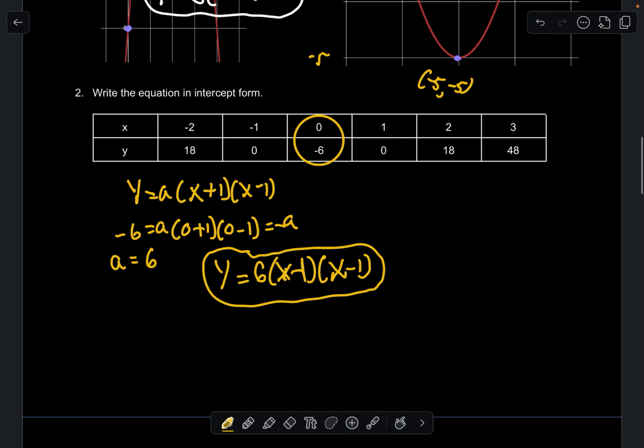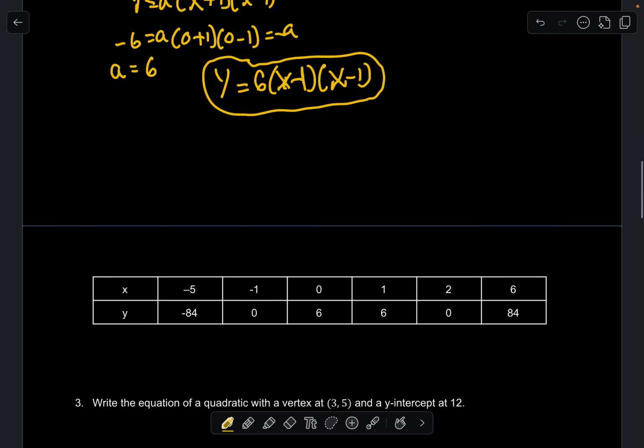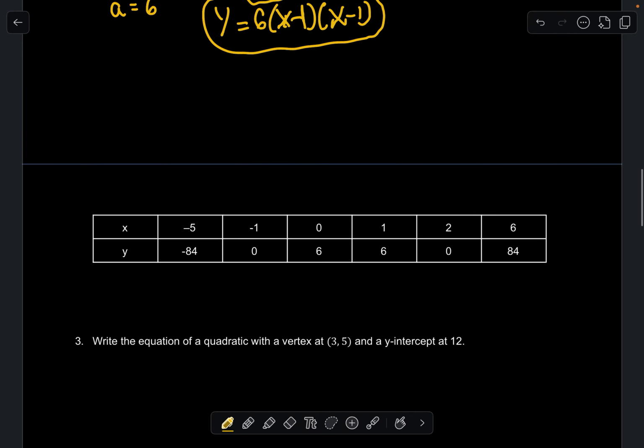That was question number 2, the first one. Here's question number 2, the second one. Again, we're looking for the zeros. So we have a 0 here and a 0 there, and we can instantly write y equals a times (x plus 1)(x minus 2).